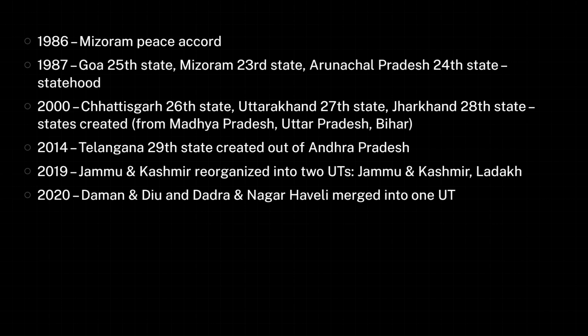In 1986, the Mizoram Peace Accord was held. In 1987, Goa as the 25th state, Mizoram as the 23rd state, and Arunachal Pradesh as the 24th state were formed. In 2000, Chhattisgarh, Uttarakhand, and Jharkhand were created out of Madhya Pradesh, Uttar Pradesh, and Bihar as the 26th, 27th, and 28th states.